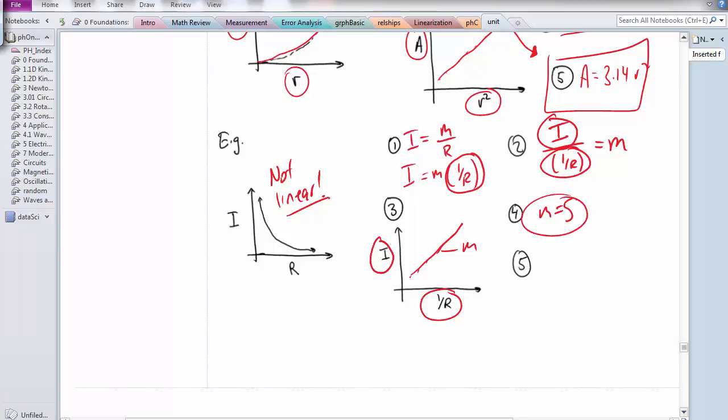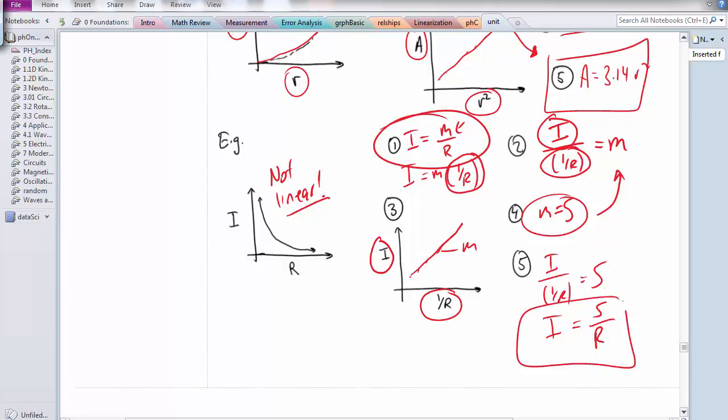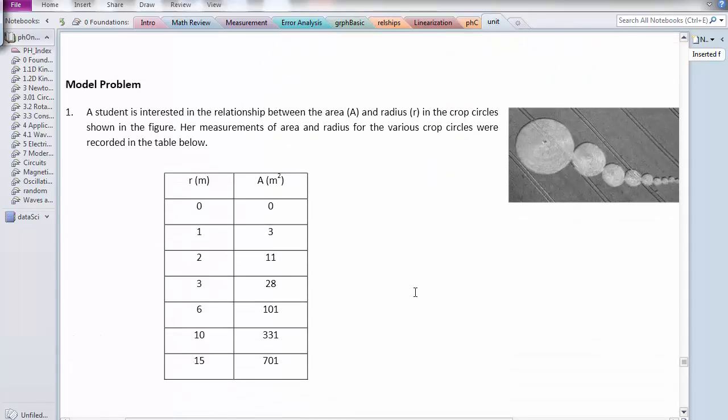Once we find that through Excel or whatever, or even by hand, we can sub it back into this equation, and we will get I over 1 over r is equal to 5, which is I is equal to 5 over r. So we started with a general equation, where we didn't know the m, and we found the actual equation. Okay, I'm going to show you a quick example with area and radius again.